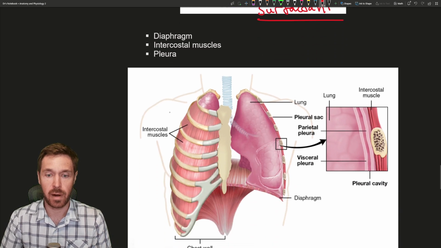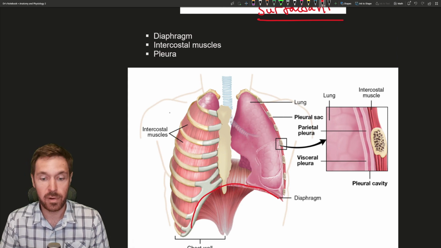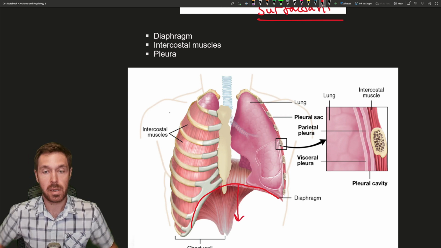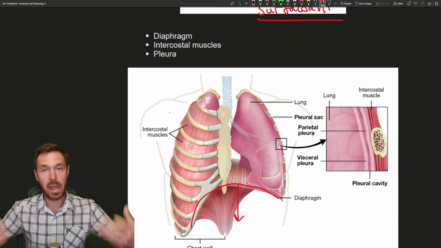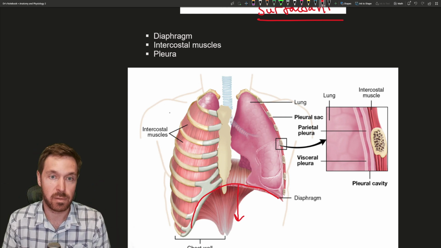We talked about the diaphragm. The diaphragm is a large muscle that separates the thoracic cavity from the abdominal cavity, but it's also the main muscle for breathing. We'll talk about how when the diaphragm moves down, it causes the thoracic cavity to expand, and then air runs in. We'll talk about the mechanisms of breathing in the next video.